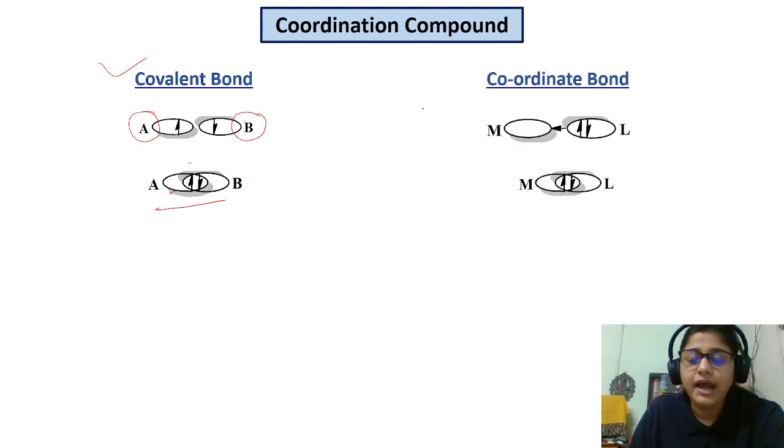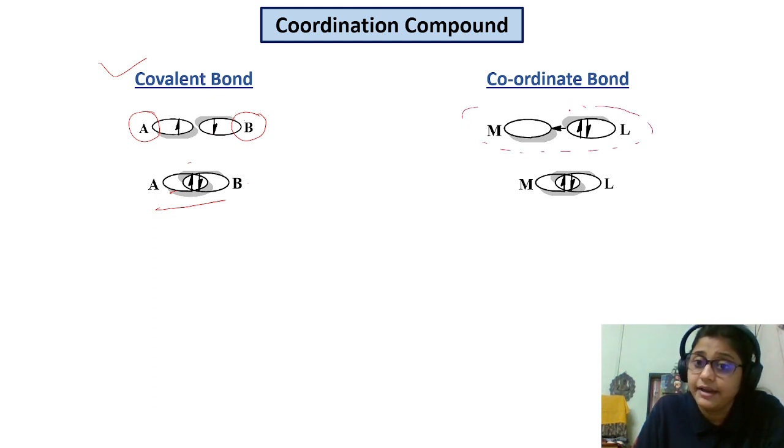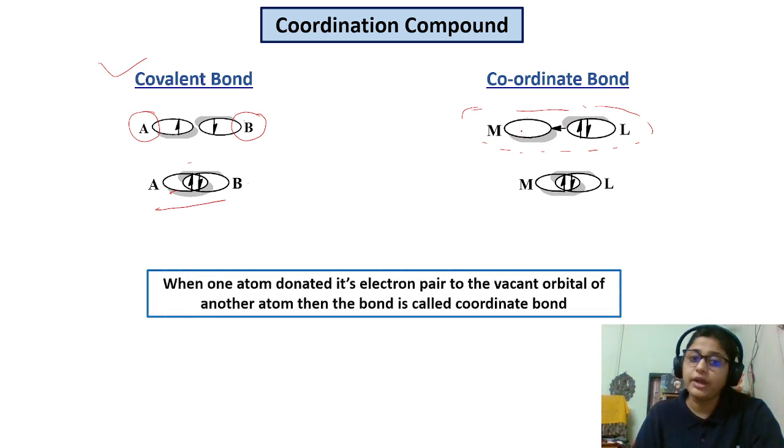On the other hand, what is a coordinate bond? This is actually a type of covalent bonding, but where is the difference? The difference is here: one atom is sharing both the electrons to the vacant orbital of another. The definition you can see in the slides, the same thing which I have told you.